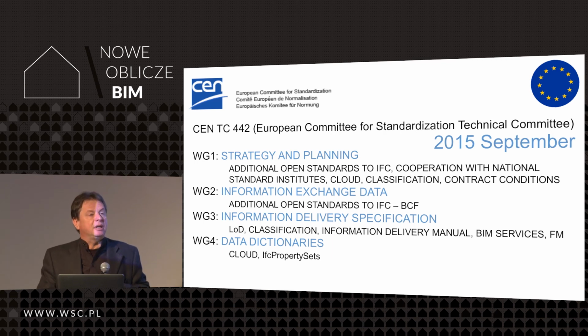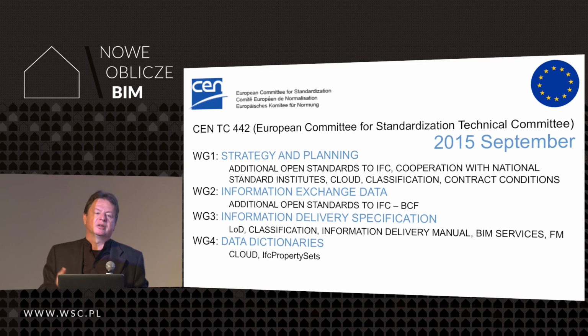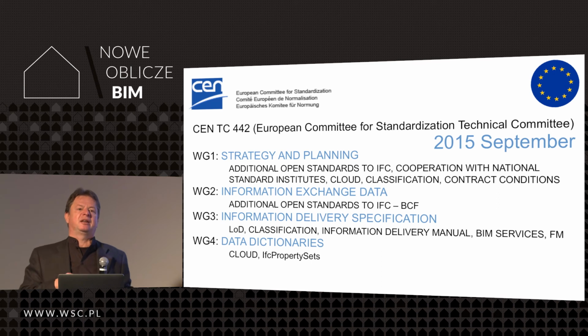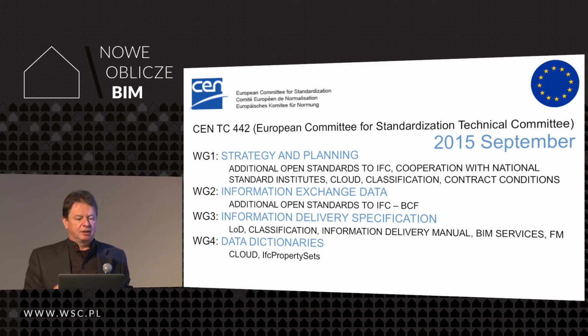And they made 4 work groups, and the first one is in charge of strategy and planning. Work group 2 is the information exchange data. There is where they define what would be the format of the new IFC format, what should it contain, or BCF, which is BIM collaboration format. Work group 3 is the information delivery manuals, so what should be delivered in a project when you are presenting the project. And work group 4 are the data dictionaries, what I showed at the beginning, that is how should we interpret each part of a building structure.